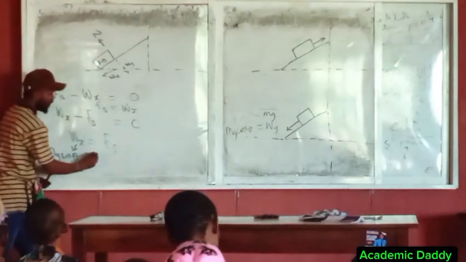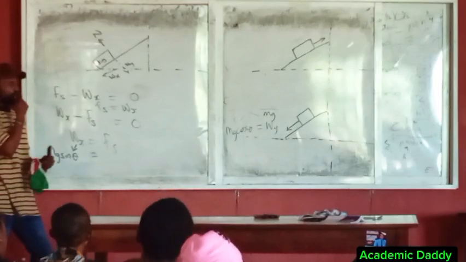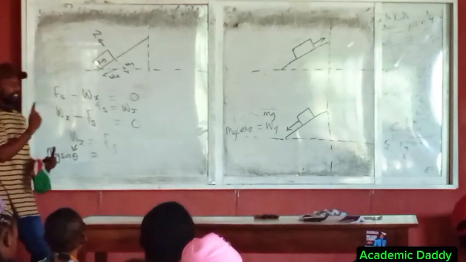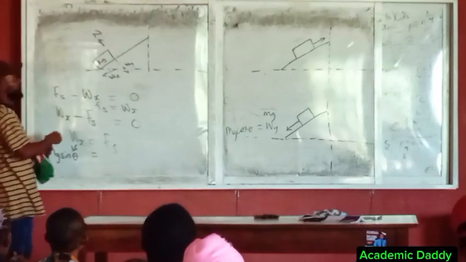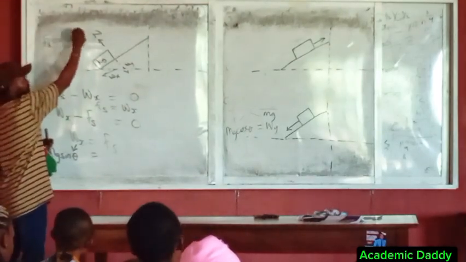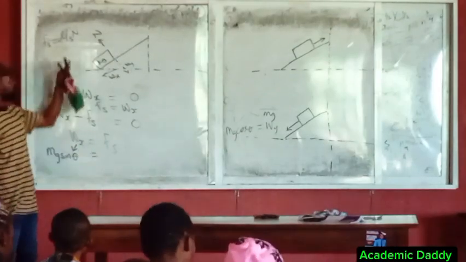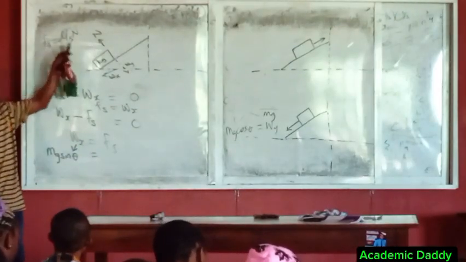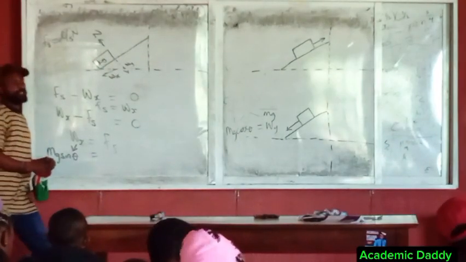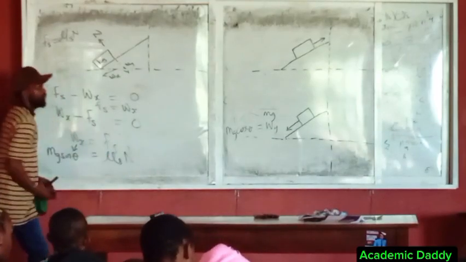Now we need to remember something. Do you remember that when we did static friction, we said that static friction is equal to the coefficient of static friction times the normal reaction? Is it not true? Which means I can replace everything about this static friction with the coefficient of static friction times the normal reaction. Are you seeing it?